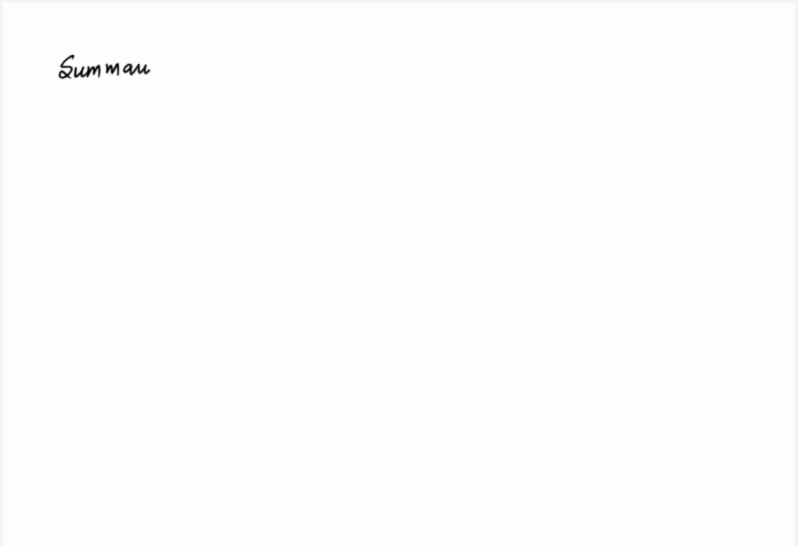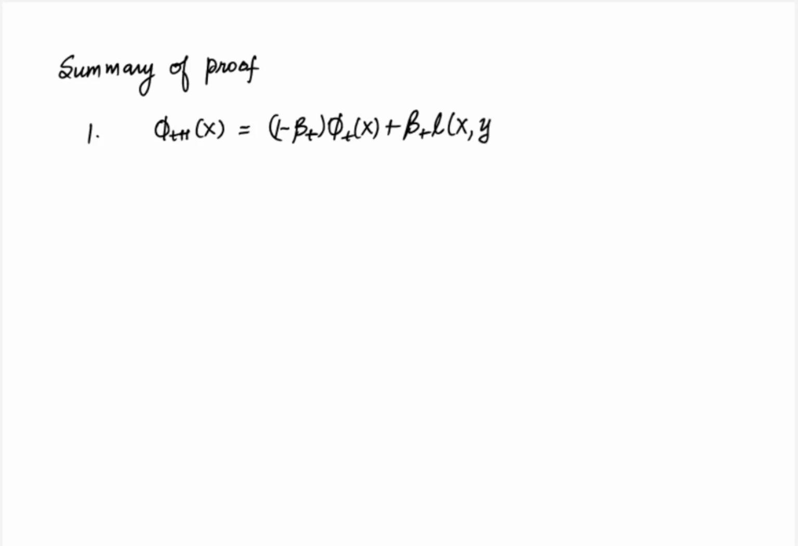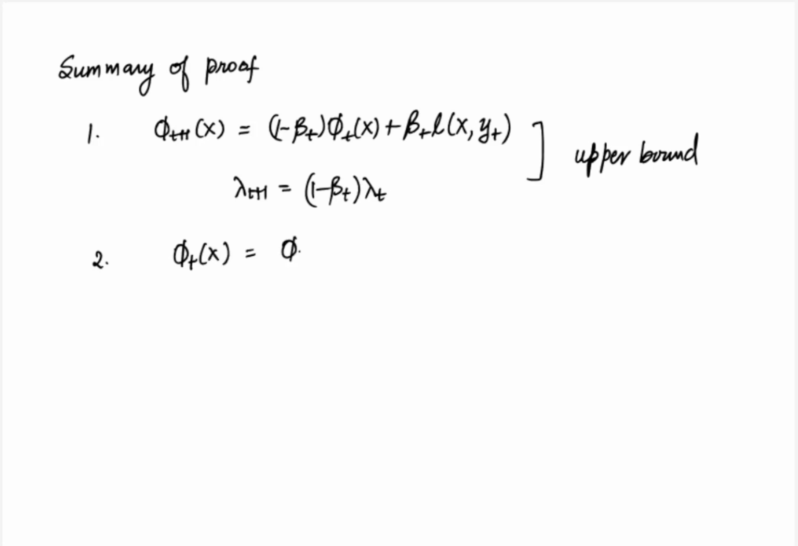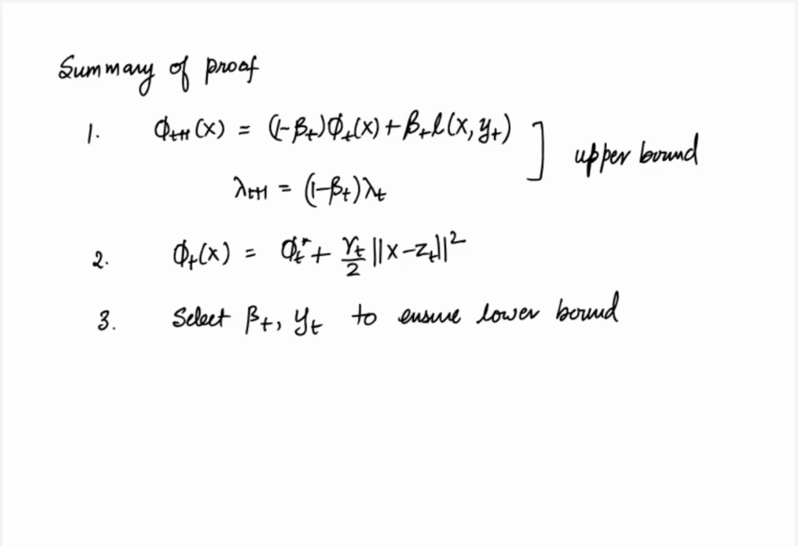So before concluding, let us summarize the estimate sequence approach. For the unconstrained problem, the following process was followed. First, we specified a recursive update rule, that is phi t plus 1 of x equal to (1 minus beta t) into phi t of x plus beta t into L of x comma yt, and showed that if we choose lambda t plus 1 equal to (1 minus beta t) into lambda t, then this rule satisfies the upper bound requirement. Then we said that we will consider quadratic phi t functions of the form phi t of x equal to phi t star plus gamma t by 2 into norm of x minus zt square, which if we combine with the first condition, we will get the way in which phi t star, gamma t and zt must be selected. Finally, we selected beta t by ensuring the lower bound condition that f of xt is less than equal to phi t star for all t.